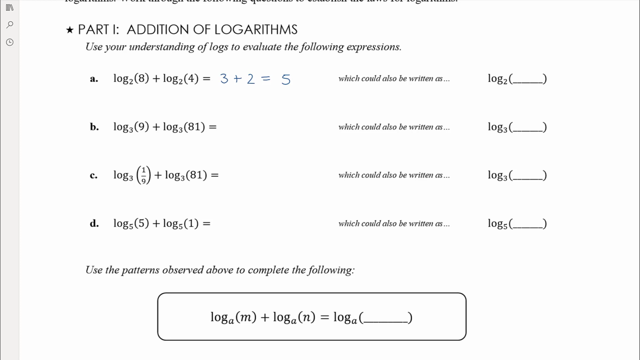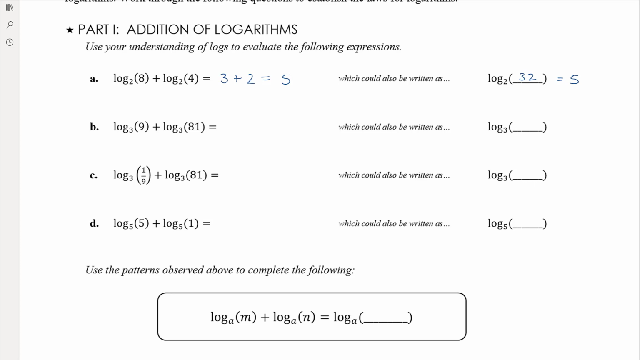Okay, so what I want to think about is, how could I write log base 2 of just one thing that's equal to 5? We know that would be 2 to the power of 5, so that would be 32 in there. Let's think about the next one, and then we'll do the 4 and then we'll generalize.